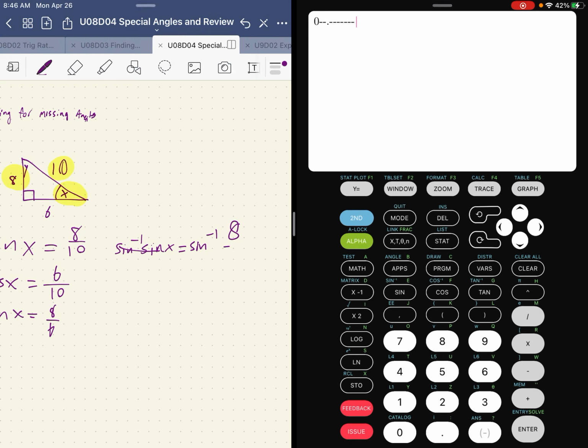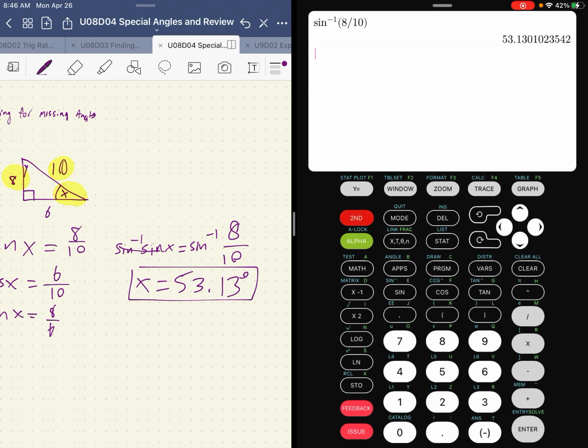So pretty much what happens is you put the ratio into the sine inverse on your calculator. So what I'm going to do is type second sine, type 8 over 10, and I'm going to get x is equal to 53.13, approximately. So that should be the measure of x in degrees.